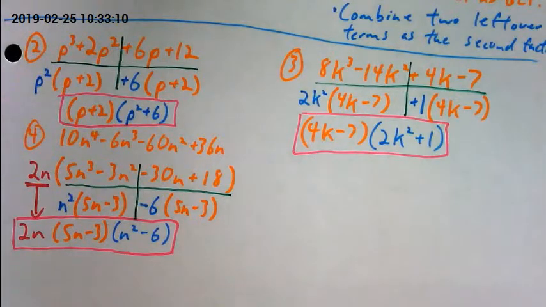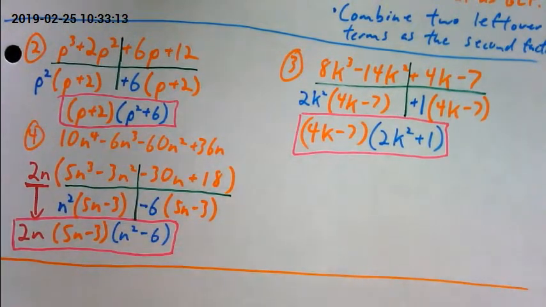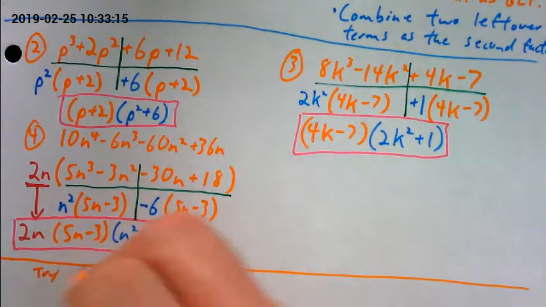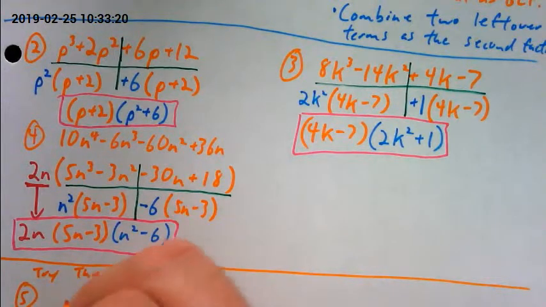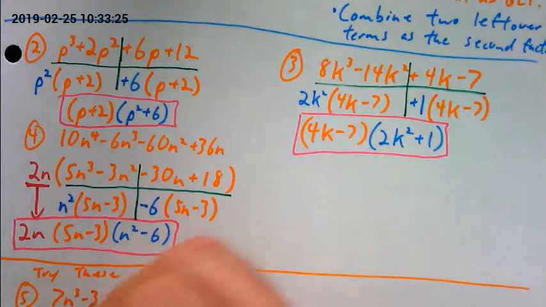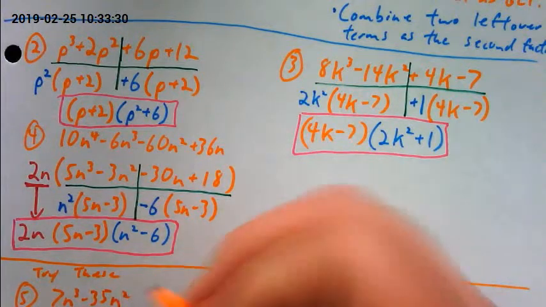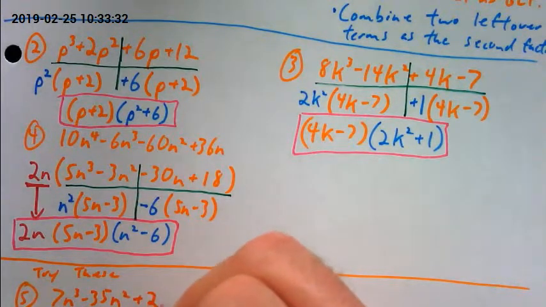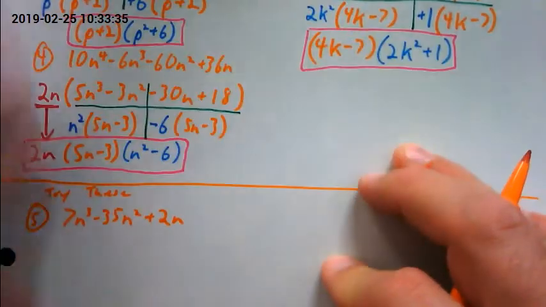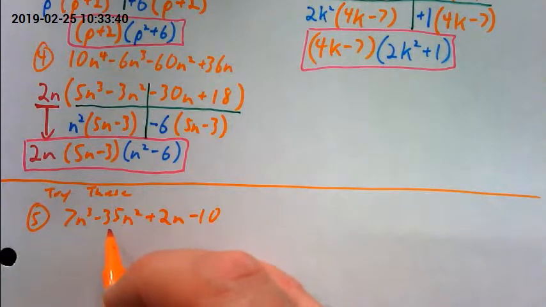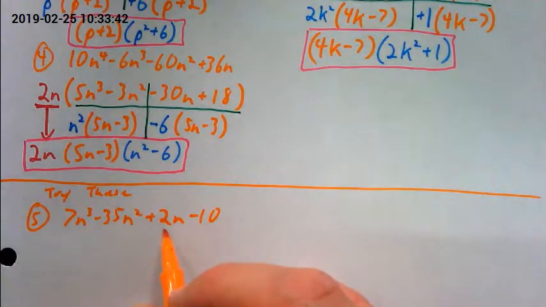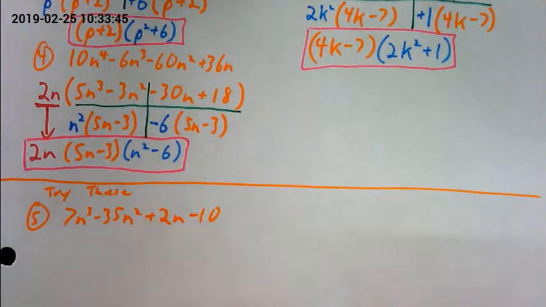So now I'm going to give you a couple to try. So try these 2 here. One of them won't have a GCF, one of them will. So just be careful of the GCF. But we have 7n to the third minus 35n to the second plus 2n. Minus 10. So again, that's 7n to the third minus 35n to the second plus 2n minus 10.